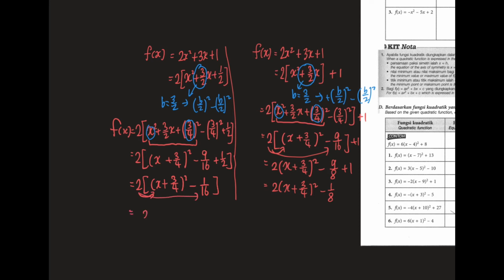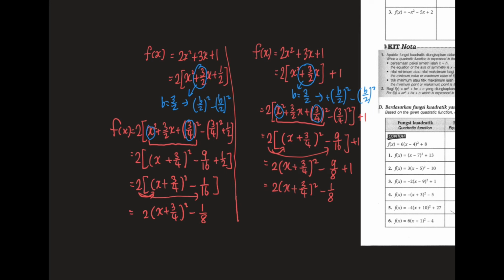Multiply 2 with the first bracket, end up with something similar, but multiply 2 with negative 1 over 16 will end up with minus 1 over 8. Okay, so you will realize the two methods end up with the same answer. Okay, so this is called completing the square. Completing the square, and at the end we get vertex form. Vertex form means it is very convenient to find the coordinate of vertex.